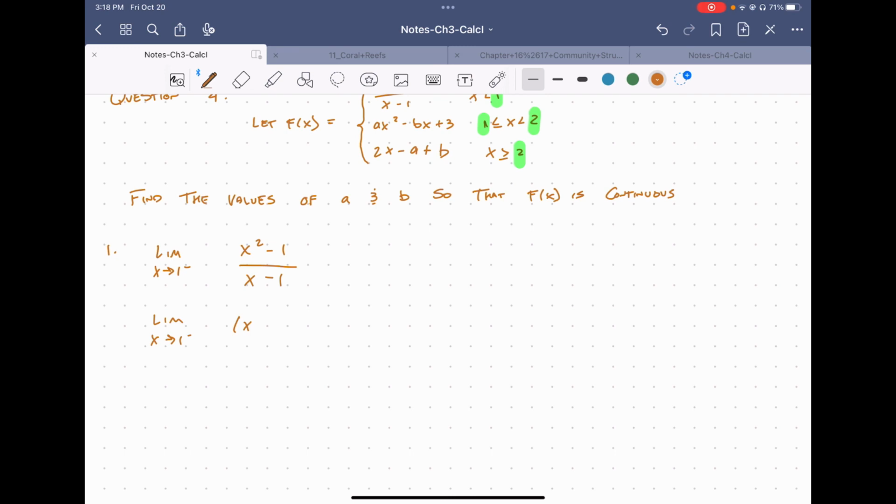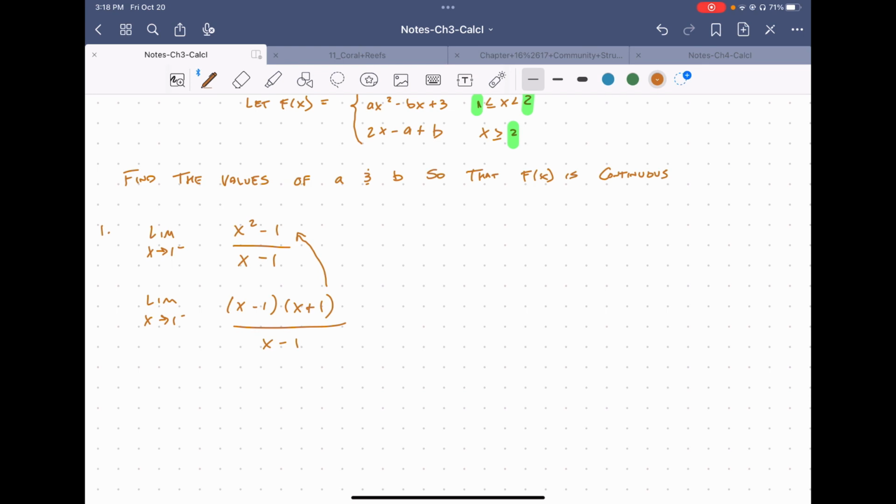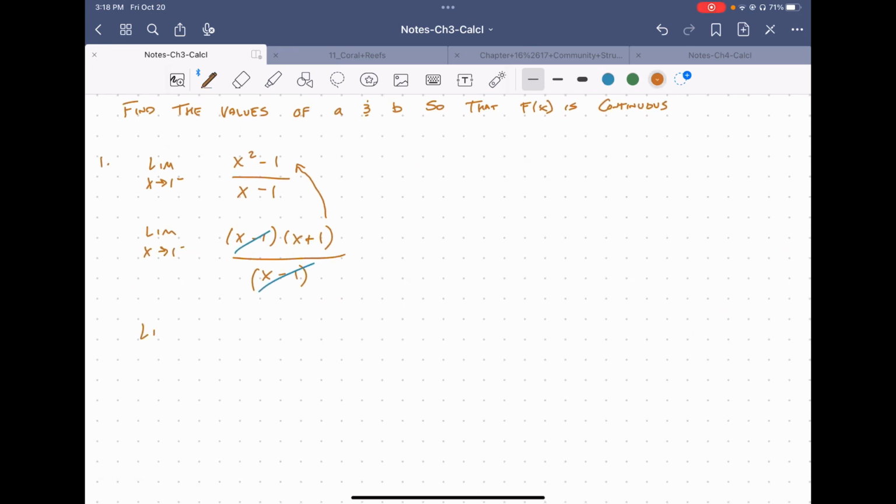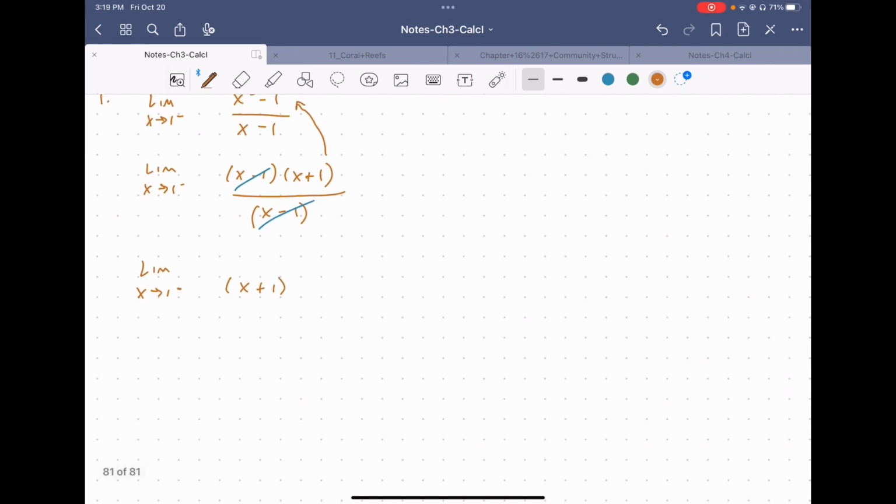So we have an x minus 1 and an x plus 1. And I'm wondering where I got that from. That is this, just written in a different way. And our denominator will stay the same. Now, if you'll notice, we have two x minus 1s, and we can go ahead and cancel them out. So that leaves us with the limit as x approaches 1 from the left, and we just have ourselves an x plus 1. At this point, obviously, there is no more simplification.